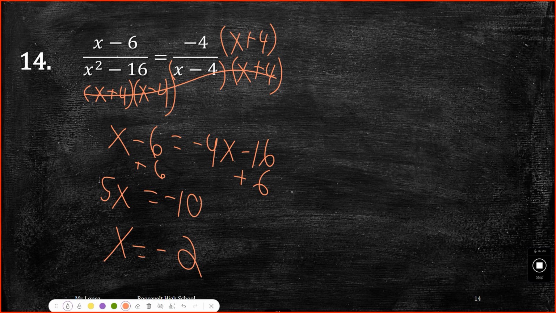Get it? You could do the cross multiplying if you want to, but you're going to have to check if one of them maybe is not a solution. And we are done for today.